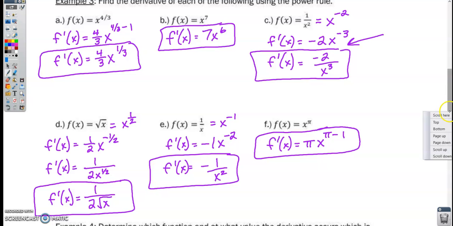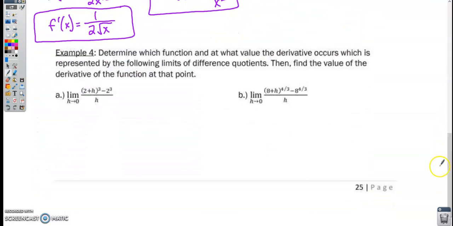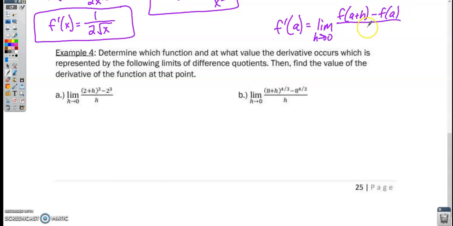Now let's go down and look at example 4. In example 4, we're supposed to determine which function and at what value the derivative occurs, which is represented by the following limits of difference quotients. Then find the value of the derivative of the function at that point. So we're going back to the idea that the derivative at some value a is equal to the limit as h goes to 0 of f of a plus h minus f of a all over h.